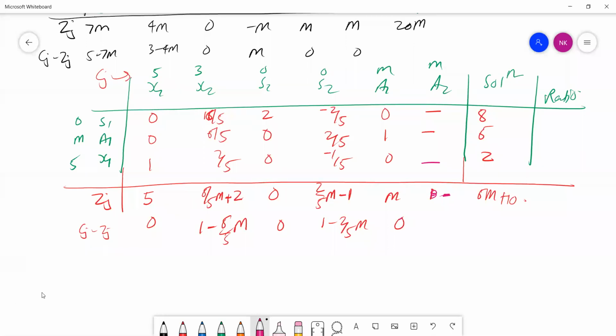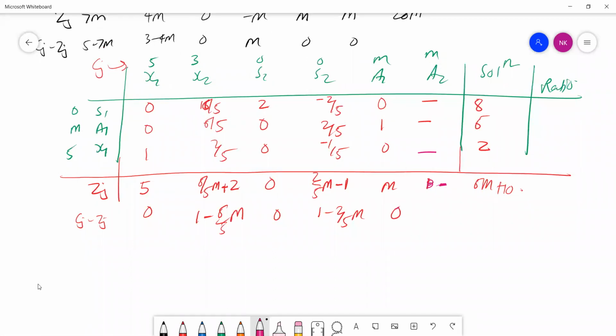Now just calculate key row and key column. So which is our key column? X2. X2 is our key column, correct. Okay. So let me just highlight this one. X2 is our key column. And this is our key column.